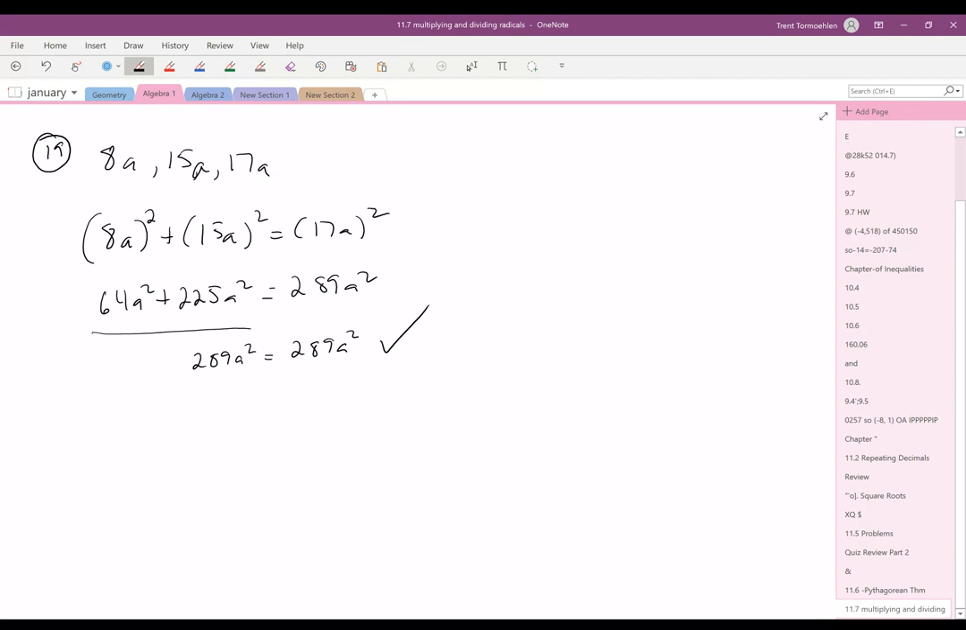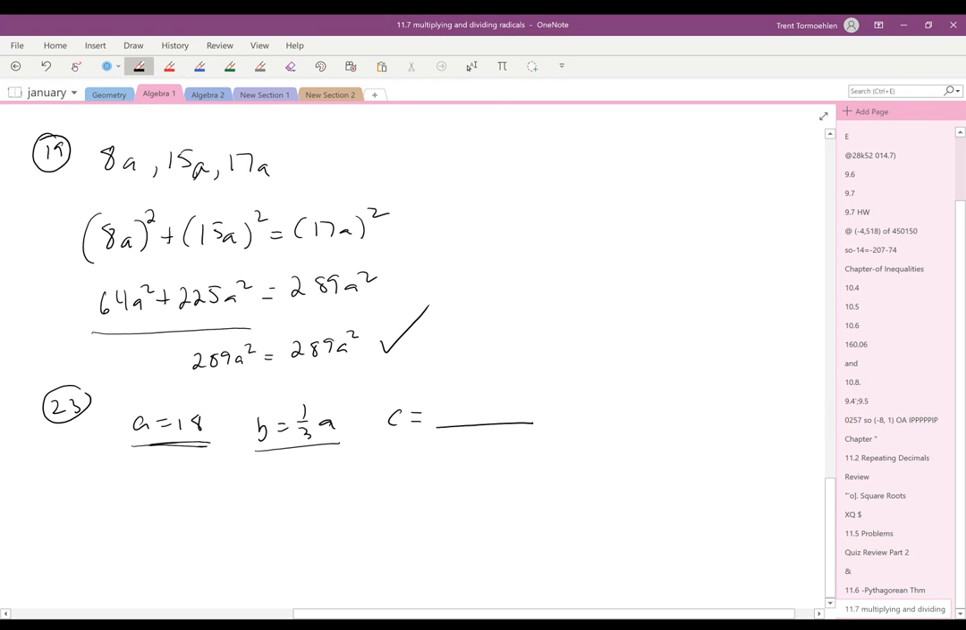All right, and then also number 23. On number 23, you're given that a equals 18, b equals 1/3 a, and then you're asked to find c. Well, this is just asking you to do a little bit of algebra before you get started, right? If a equals 18, then b is 1/3 of that, so b equals 6. And then asks you to use the picture at the top, which says that c is the hypotenuse.